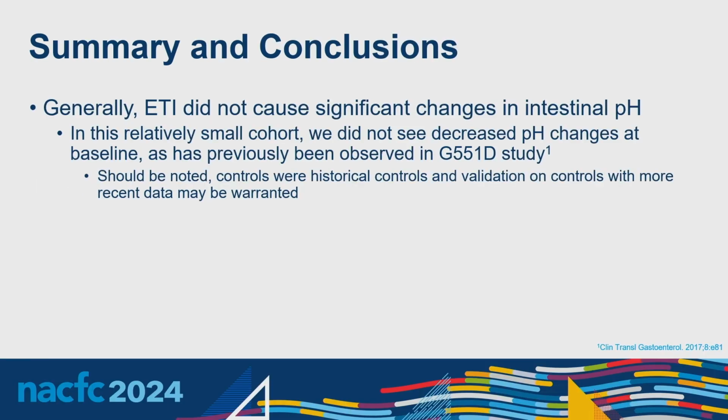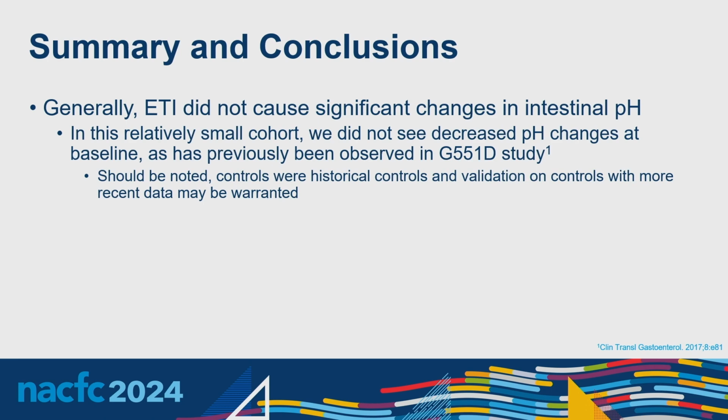So let me summarize what we've seen so far, and maybe we can talk a little bit about it now, and even some questions about why we are seeing what we're seeing, because it necessarily wasn't what we thought we might see. So generally we saw that ETI did not cause significant changes in intestinal pH in this relatively small cohort. We didn't see any decreased pH changes from baseline that had previously been observed in the G551D study.